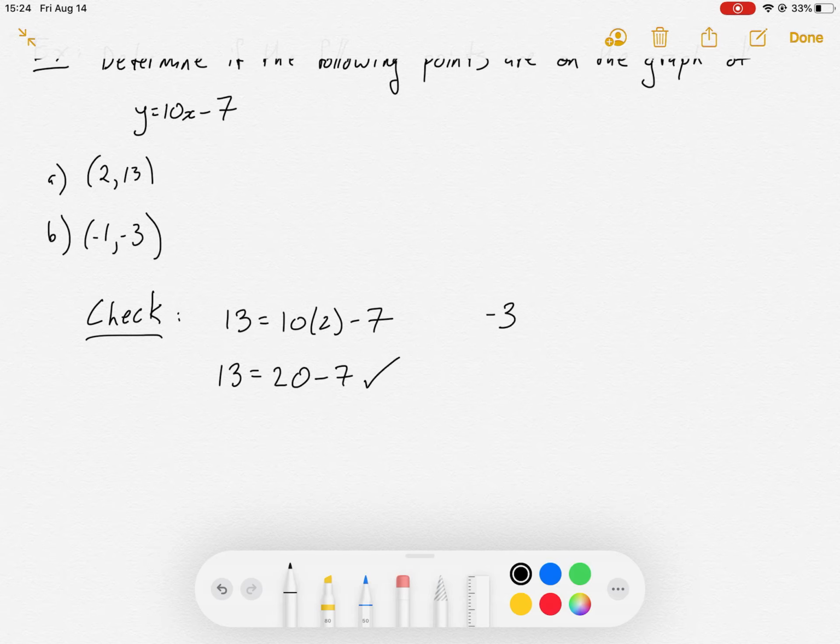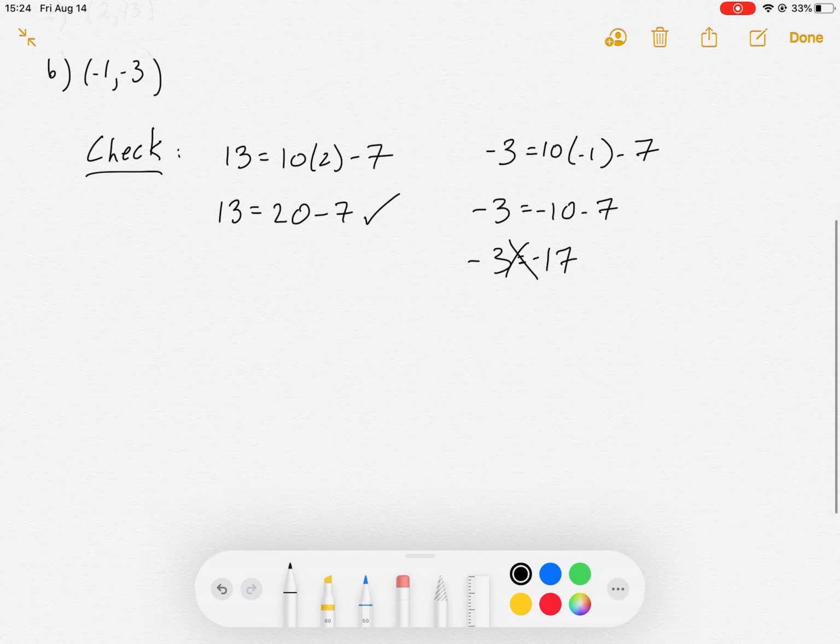For the other one, we're going to plug -3 in for y, -1 in for x. So I end up with 10 times -1 is -10, minus 7 does not work, so this is not true. So that means that we can conclude that (2, 13) is actually on the graph.